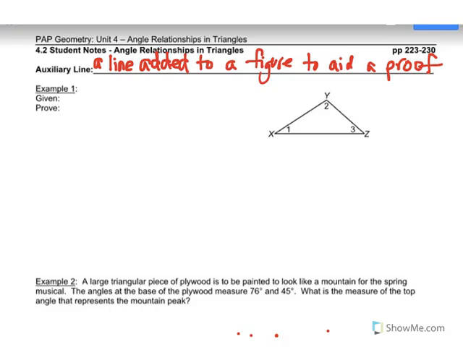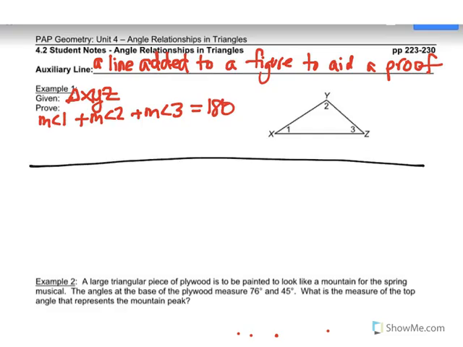So look to your right here. We have this triangle XYZ. So we're going to say given triangle XYZ, what we want to prove is that the measure of angle 1 plus the measure of angle 2 plus the measure of angle 3 equals 180 degrees. Well, you might be thinking to yourself, I've known that since 5th grade, that the three angles of a triangle add up to 180. But we're going to prove it today, and we're going to use the help of an auxiliary line.